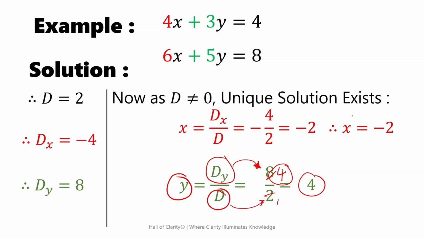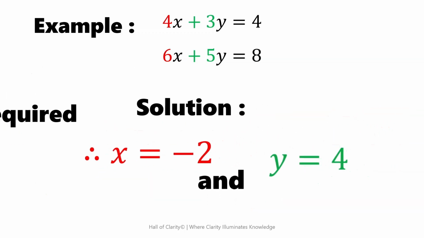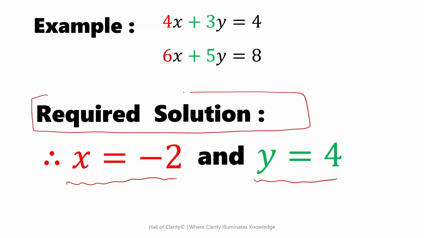X is equal to minus 2 and y is equal to 4 is our required answer. So we will write it in this way. X is equal to minus 2 and y is equal to 4 are the required solution of these given simultaneous equations using Cramer's rule. I hope this has given you a complete understanding of Cramer's rule.